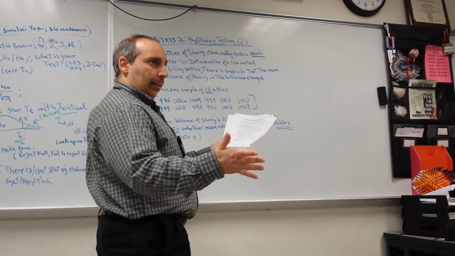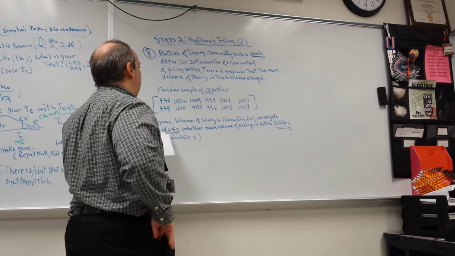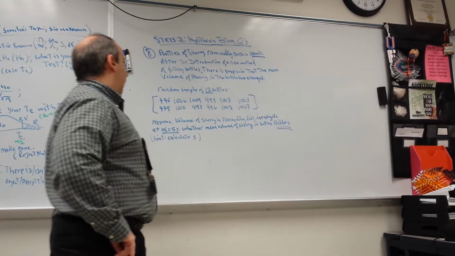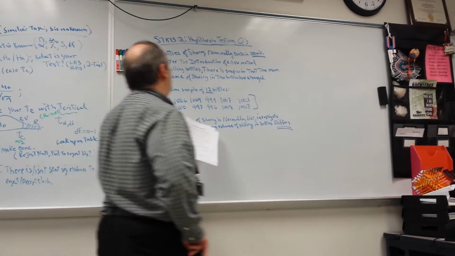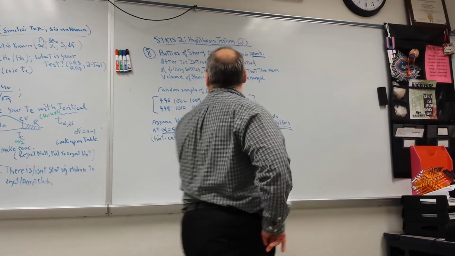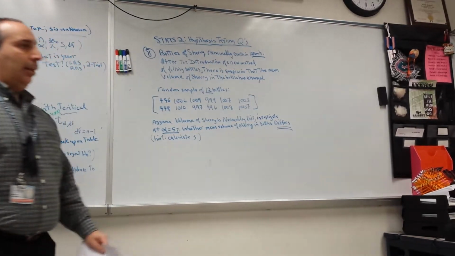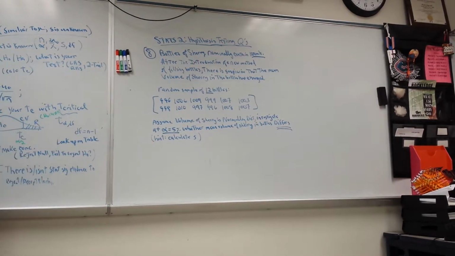They have to say that, all right? They have to. And then to investigate using alpha as 0.05, whether the mean volume of sherry in bottles differs, okay? That means what type of test do you think it is? It didn't say increase or decrease. Yes? Two-tail, because it's not equal to.